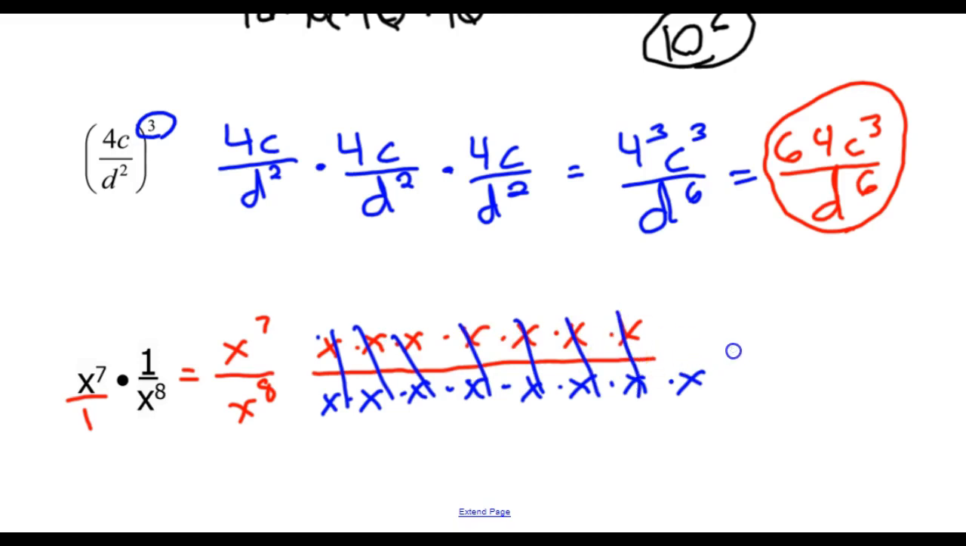What I'm left with is just 1 x on the bottom. So I have x here. Now, what do you think I have on the top? Well, if I'm dividing x by x, I get 1. x divided by x is 1. Everything on the top gives me 1. So 1 times 1 times 1, 7 times, is still going to give me 1. So our answer is 1 over x.